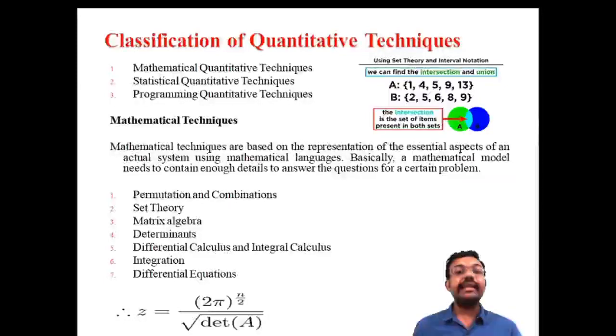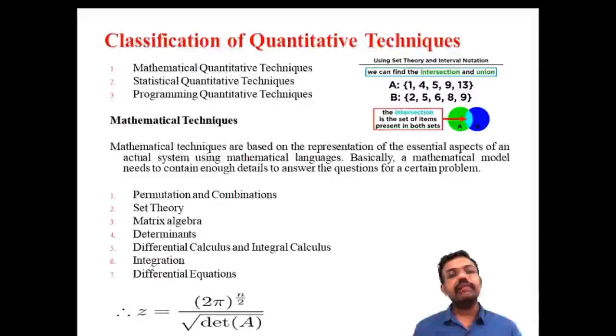That means it is purely related to mathematics. The mathematical techniques are used for the representation of essential aspects of a system in mathematical language. For example, set theory and matrices are all on the mathematical side. Basically, mathematical models need to contain enough detail to answer the questions of certain problems. This category of quantitative technique is purely related to mathematics. That means set theory, permutations, combinations, matrices, algebra, determinants, differentiation, integration, differential calculus, a lot of mathematical techniques.